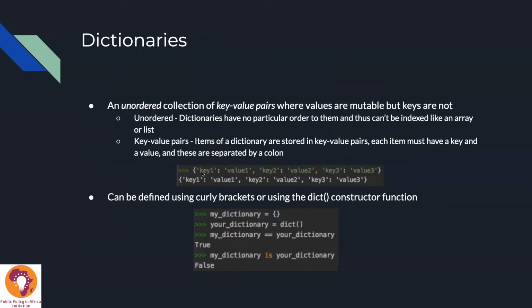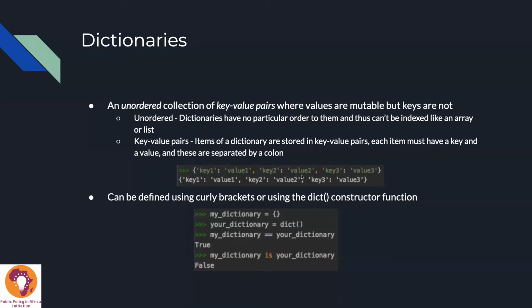But here I have key value pairs. So I have key one, colon, value one. And then a comma to separate this first key value pair from the next key value pair, where I have key two, colon, value two. And these are strings. And then another comma to separate key three, colon, value three.